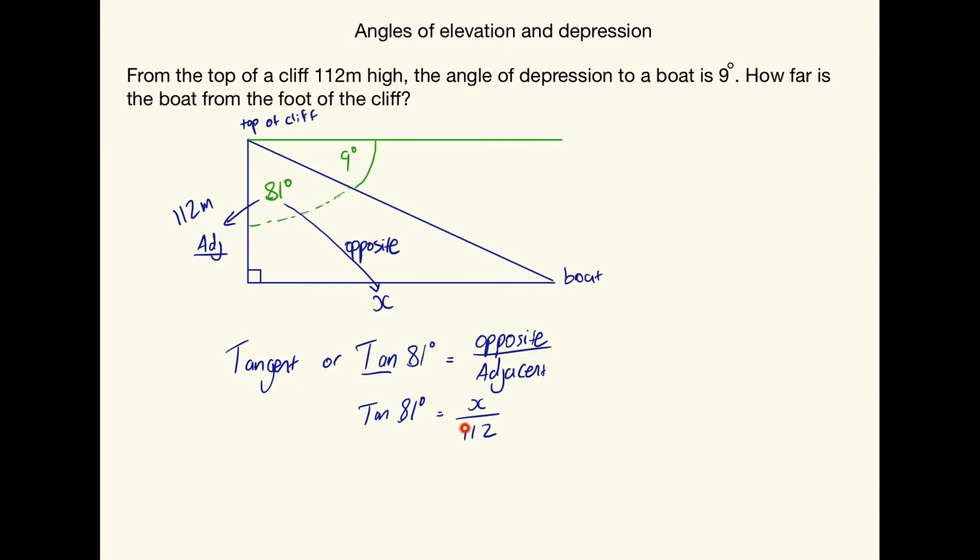Currently, 112 is being divided. If I move it to the other side, it'll become multiplied. So let's rewrite that. Tan 81 multiplied by 112 equals x. And then you can put tan of 81 multiplied by 112 into the calculator, and x equals 90.8 meters.